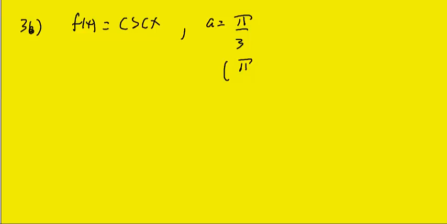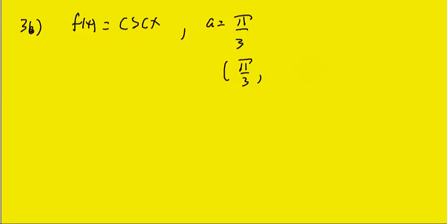Okay, last one. Number 4. B. No, oh, there's a second part to 3, huh? Alright. So 3b. So f of x is equal to cosecant of x, and my a is equal to pi over 3. Come on, folks. Same drill right here. Pi over 3 is that.